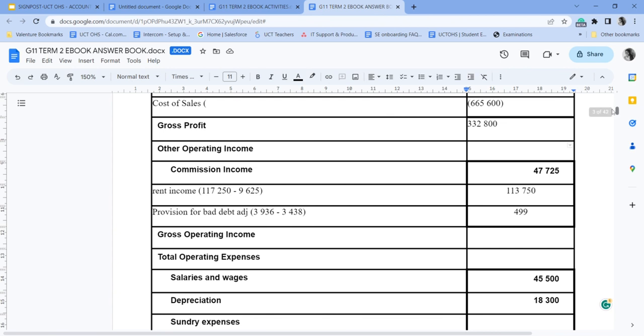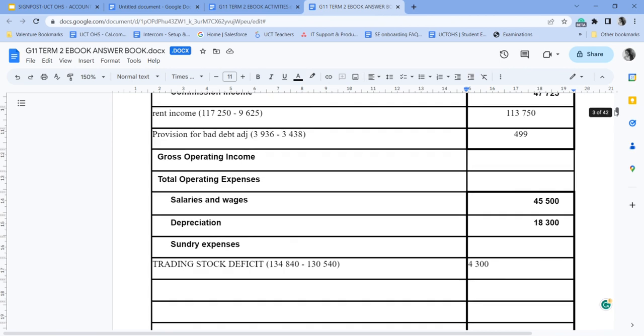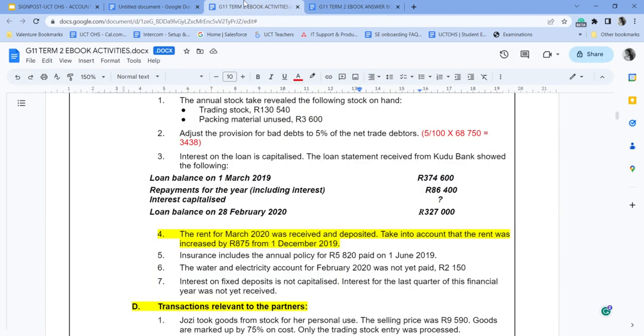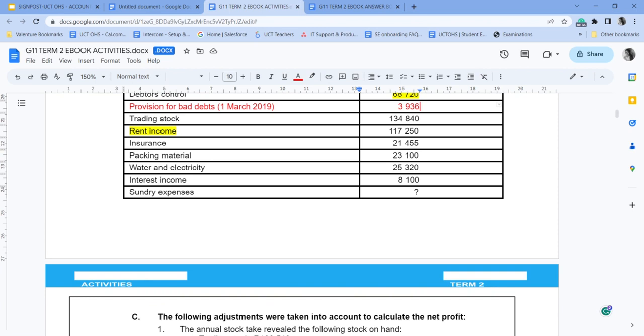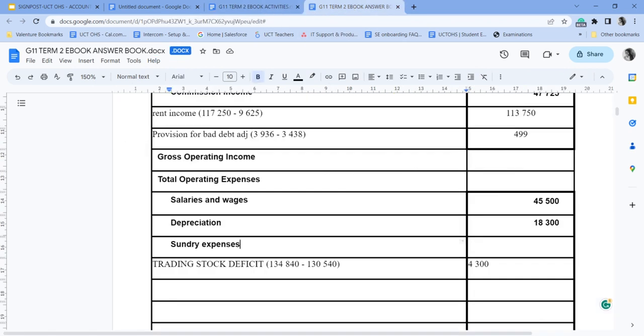On our operating expenses, let's work it out. So for operating expenses, they've already calculated the first two, and we've already done trading stock deficit or surplus. Let's find out what's going on with the sundry expenses. Sundry expenses is a question mark, so I'm assuming it's going to be the balancing figure. If it doesn't make sense, I'll explain it shortly. So we leave it like that and then we continue.